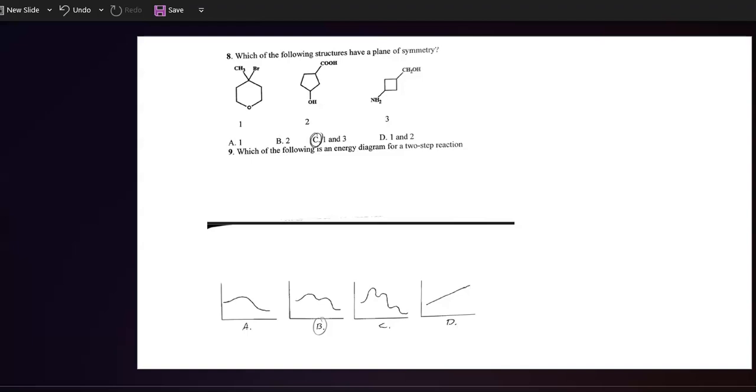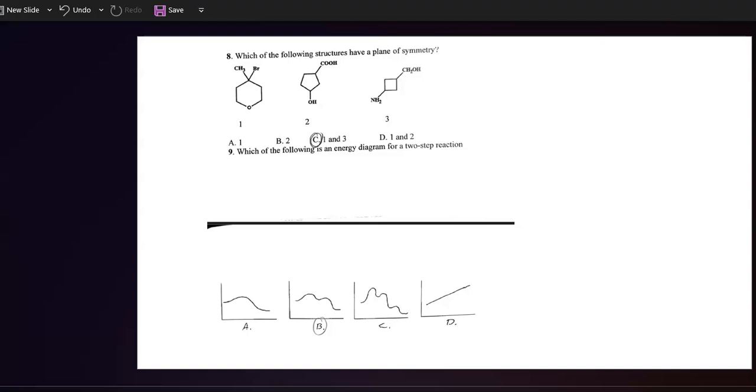Number 8 is asking which of the molecules will have a plane of symmetry. Here actually 1 and 3 both have a plane of symmetry. Why? Because you have one group here, another group here, but you don't have 4 different groups available, which means there is a plane of symmetry. Same thing with 3: you don't have 4 different groups, so this one is also an example which has a plane of symmetry.